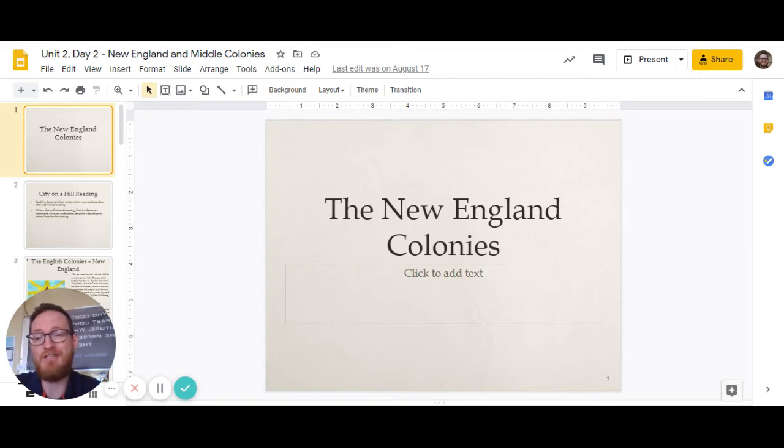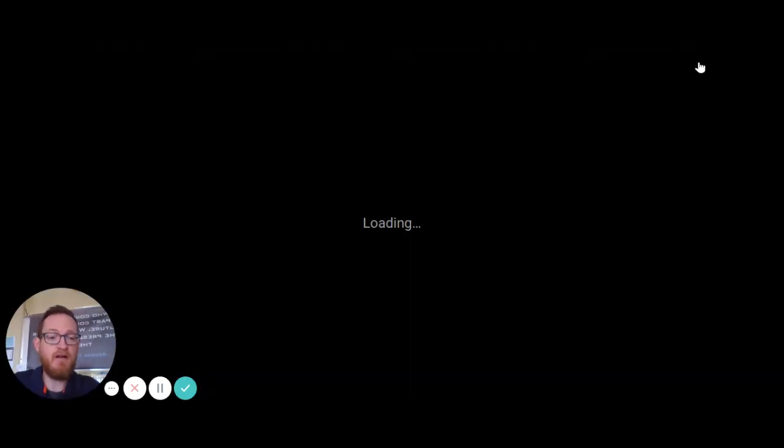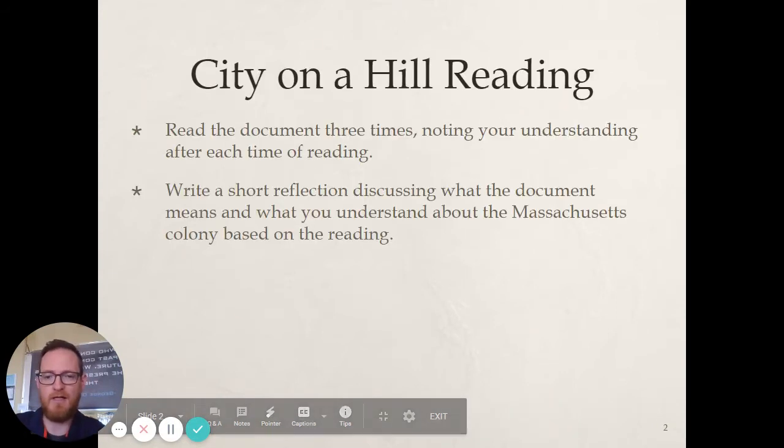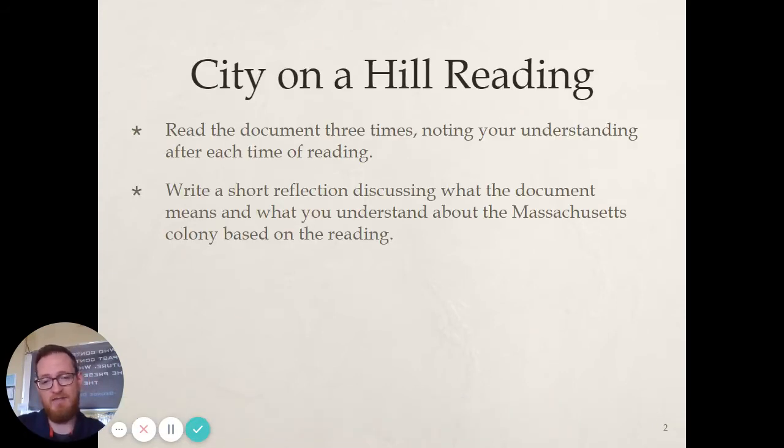Today we are jumping into Unit 2, Day 2, and whereas last class we talked about the Southern colonies, today we're going to be focusing on the New England and the Middle colonies and how they developed and what exactly they looked like. So to start today, you're going to have to read a little bit of a selection from City on a Hill document. And I'm asking you to read that 3 times, writing down your understanding of that, and then writing a reflection on what you learned from that.